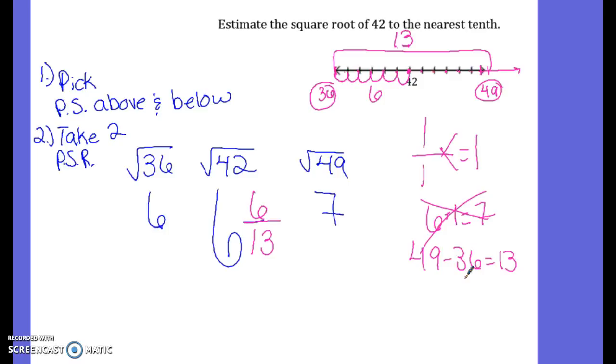Well, I thought to myself, because I'm estimating, I said on the side, 6/13 is approximately 6/12, which equals 1/2, which is 0.5. So I could say it's about 6.5.